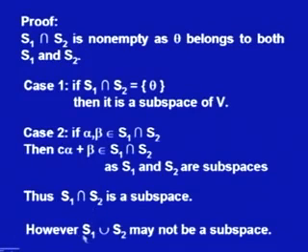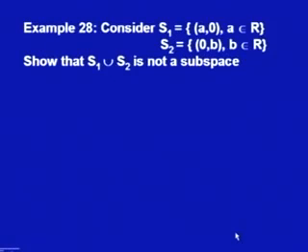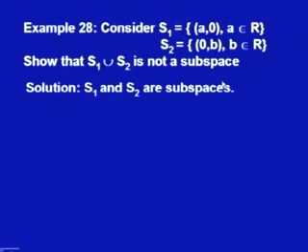However, if you consider the union of the two sets, it may not be a subspace. Now, to prove this, we have to establish by example. So, this is the example which we consider. S1 is equal to the set of (A, 0), A belongs to R. So, it is a subset of R2. S2 is (0, B), B belongs to R. Now, we have to show that S1 union S2 is not a subspace.